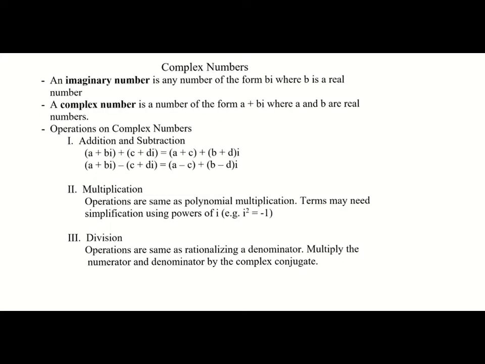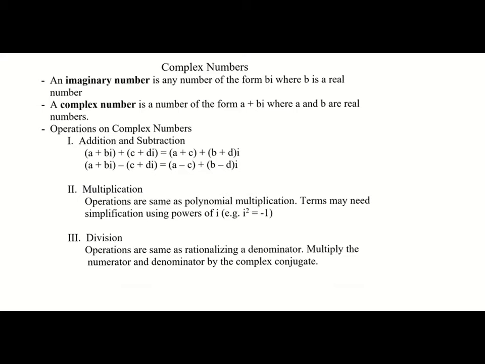All right, so now we are looking at just more information on complex numbers. An imaginary number is any number in the form of bi, where b is a real number. So again, imaginary, you have that coefficient in the front. Kind of think of it like a coefficient, the number in the front, and then your i would be second, just like you would write a variable on a term.